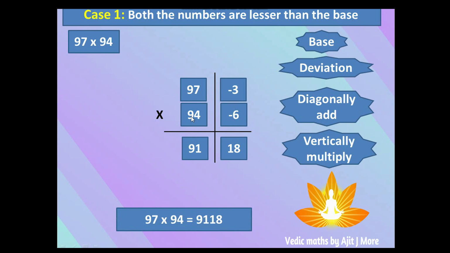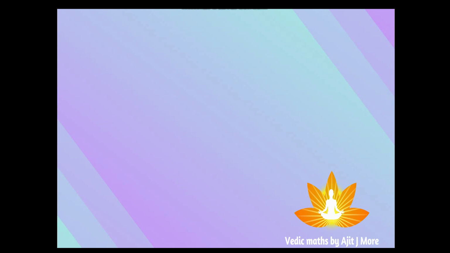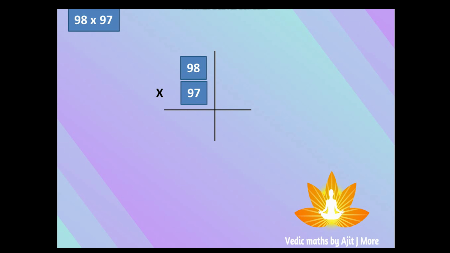Isn't it easy? Yes. Let's take one more example for your practice. Now you do it very quickly. 97 into 98. First step is base. In this case also, base is 100. Now tell me, what is the deviation of 98 from 100? Minus 2. Deviation of 97 from 100? Minus 3. First part is diagonal addition. 98 minus 3 is 95 and 97 minus 2 is also 95. That is your first part.